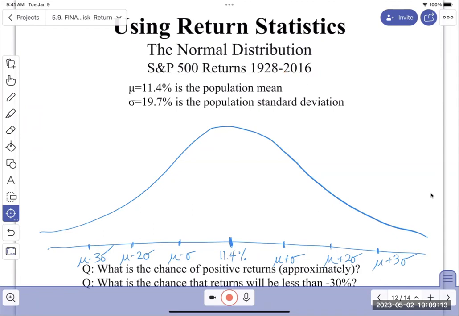So on average, the returns for the S&P 500 are 11.4%. But in any given year, you could have negative returns as I demonstrated.